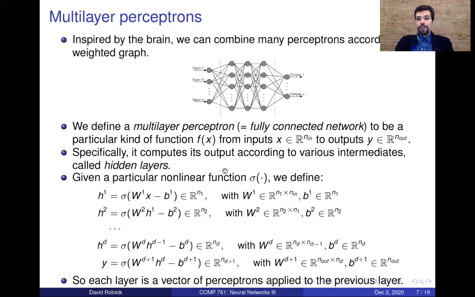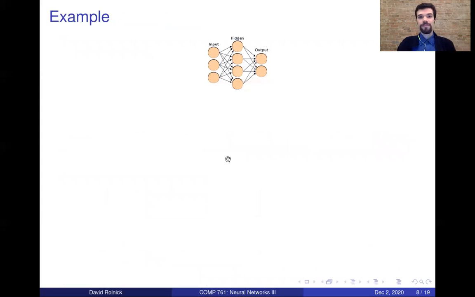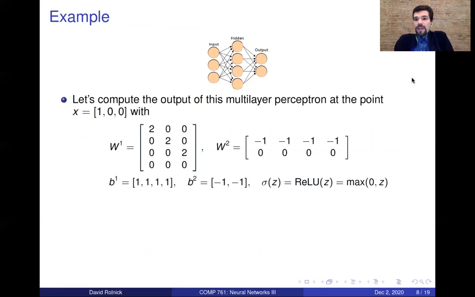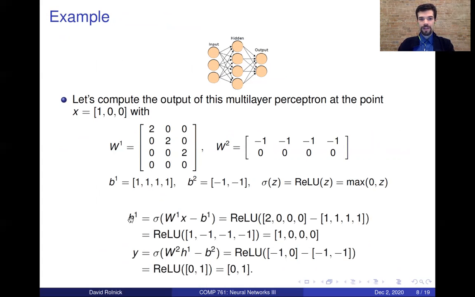OK, so here's an example. Let's compute the output of this multi-layer perceptron at this particular input point. So if you take this input point, how do we compute the hidden layer? Well, we're going to multiply it by the first weight matrix. Then we're going to add the bias vector. Oops, sorry. So here's the first hidden layer. We're going to multiply x by w1, and then we're going to subtract the bias vector. And then we're going to apply our nonlinear function. So if we're using the nonlinear function ReLU, then we have ReLU of w1 times x.